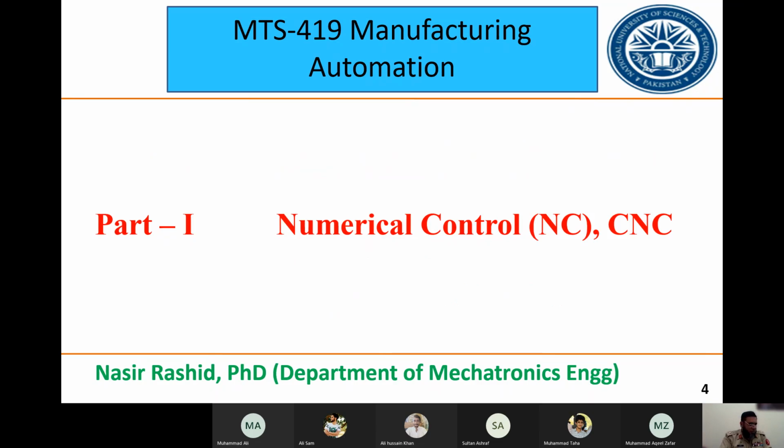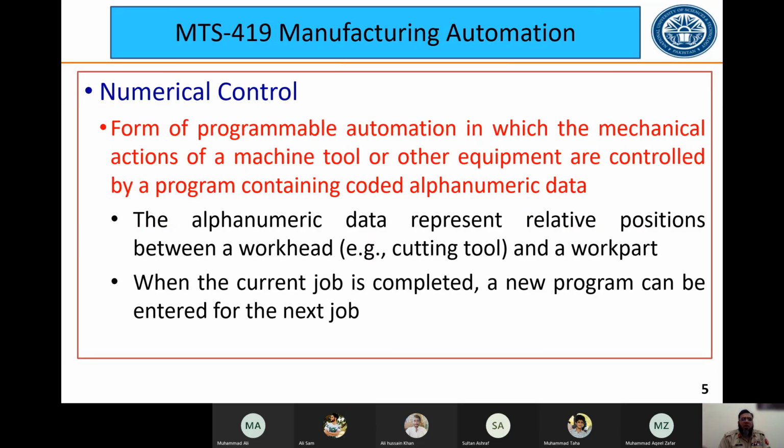So let us move on to part 1, which is numerical control, or CNC. How do we define numerical control? Numerical control is a form of programmable automation. We are familiar with this term, programmable automation, in which the mechanical action of a machine tool or other equipment is controlled by a program containing coded alphanumeric data.